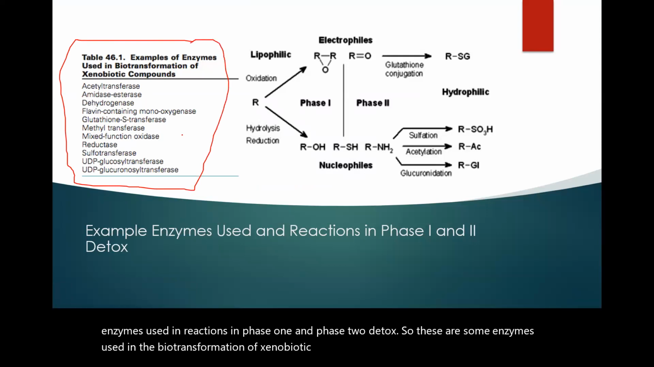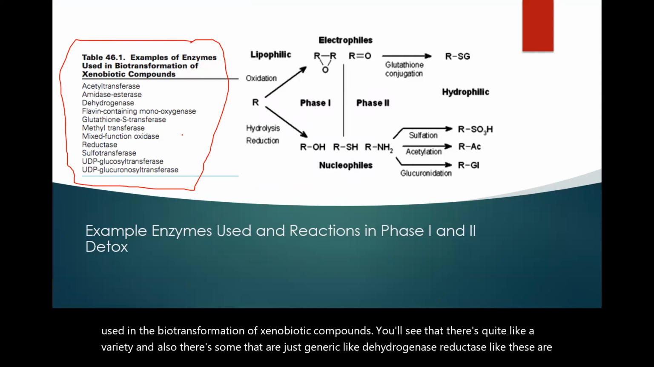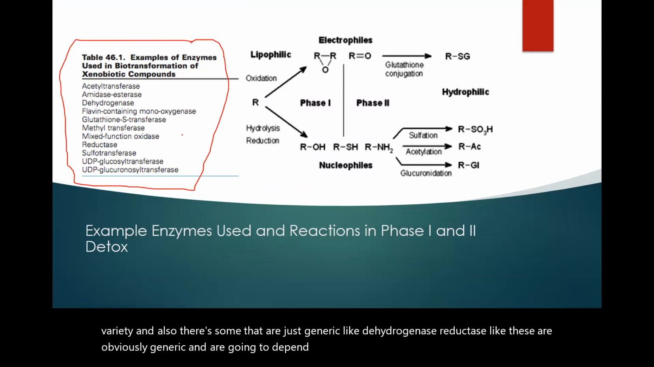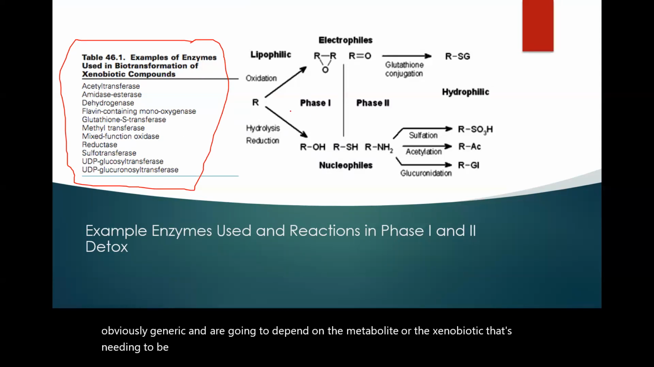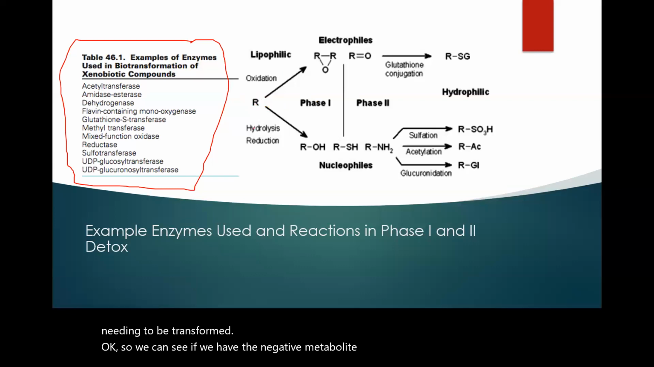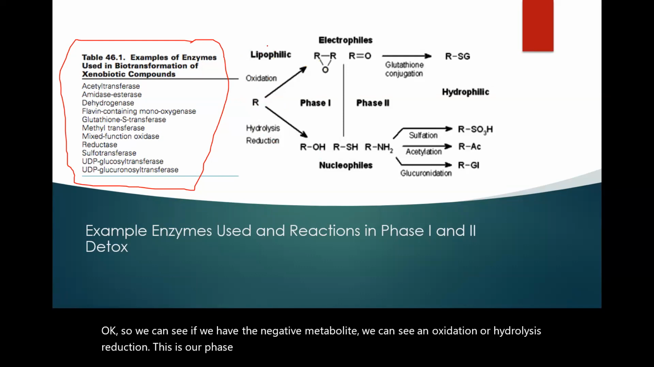You'll see that there's quite a variety, and also there's some that are just generic, like dehydrogenase, reductase. These are obviously generic and they're going to depend on the metabolite or the xenobiotic that's needing to be transformed. Okay. So we can see if we have the negative metabolite, we can see an oxidation or hydrolysis reduction. This is our phase 1. This is typically our lipophilic phase, our fat-loving phase in phase 1.